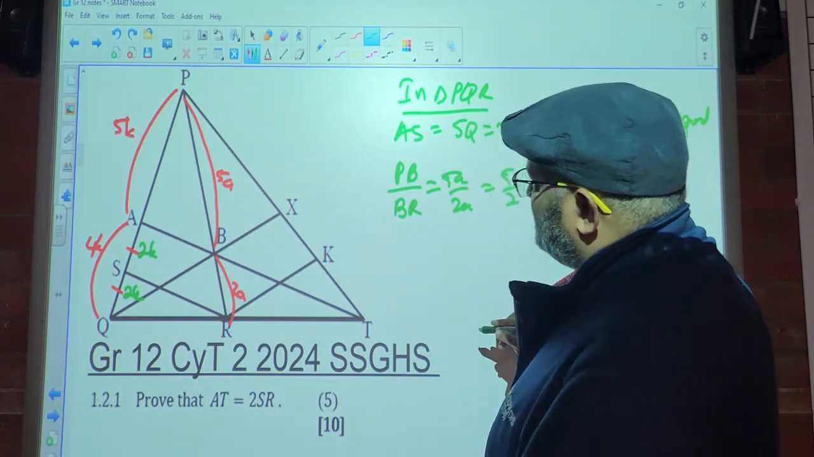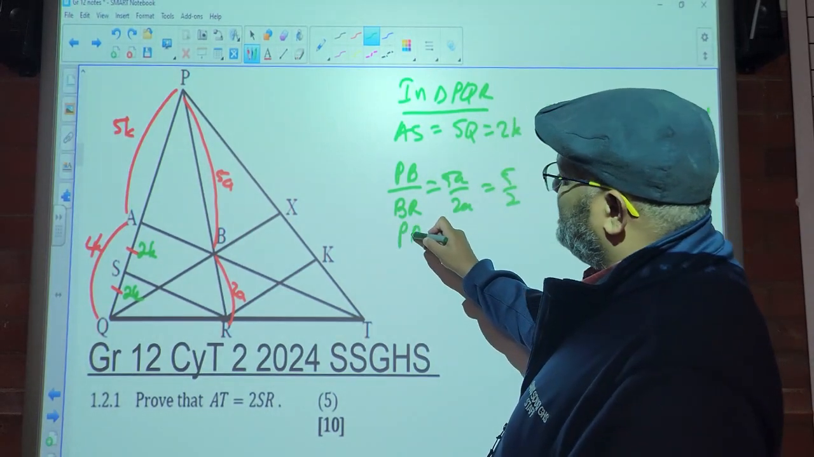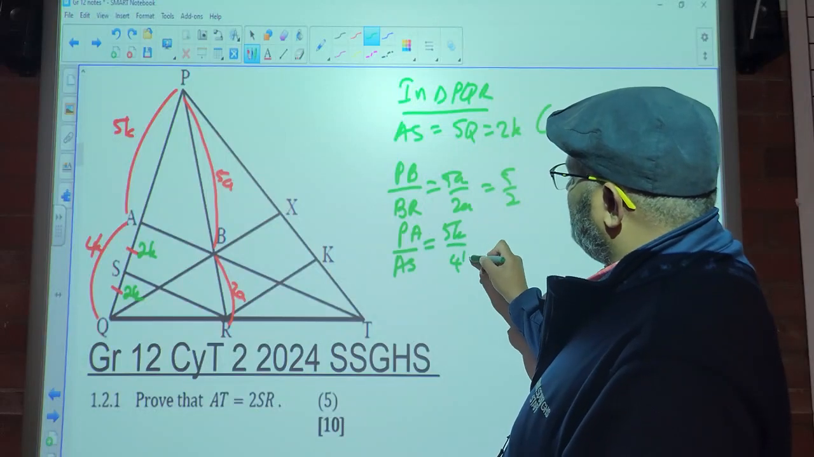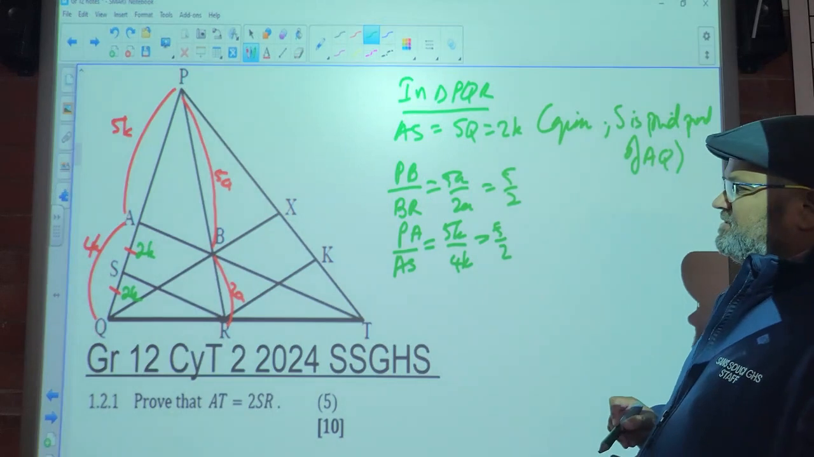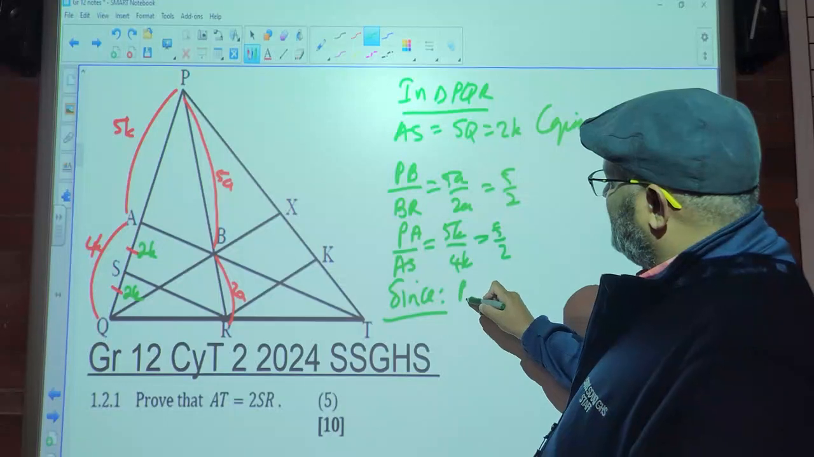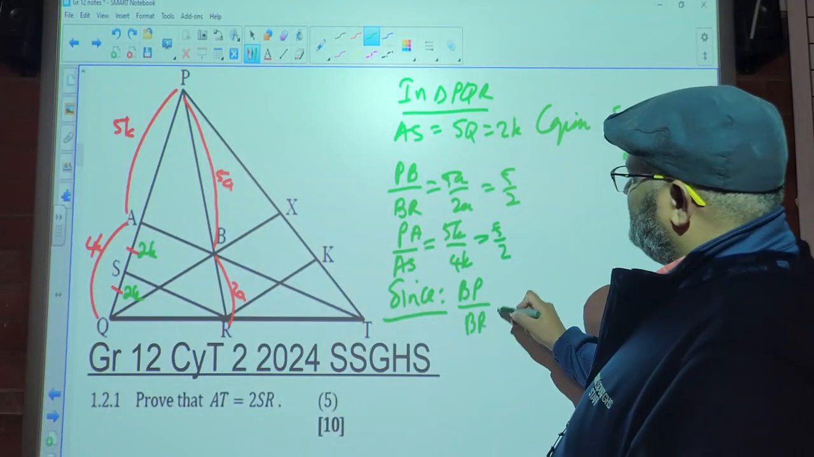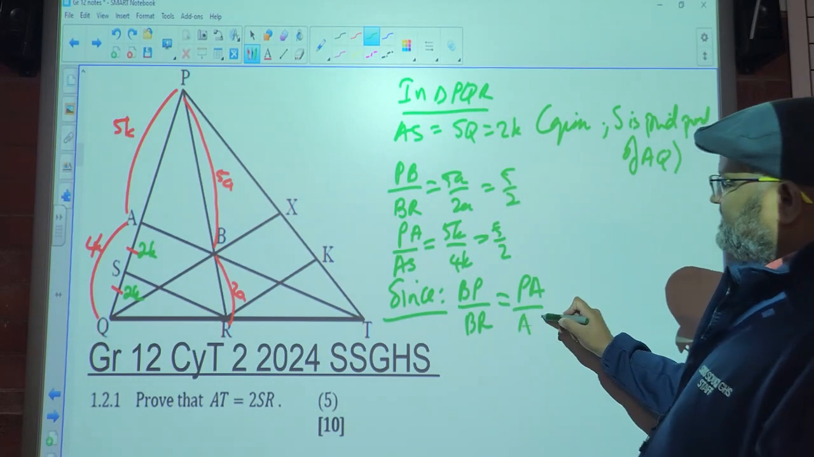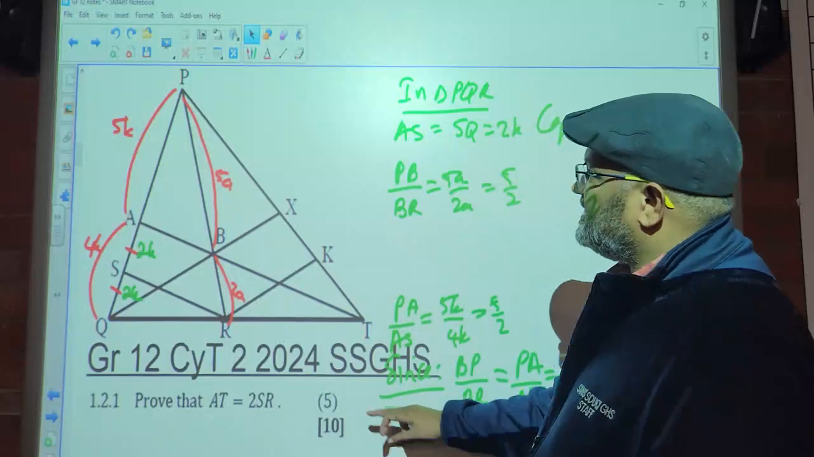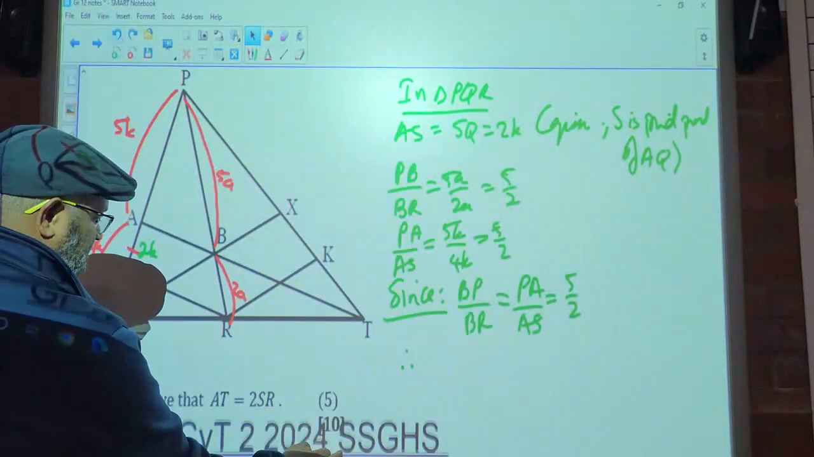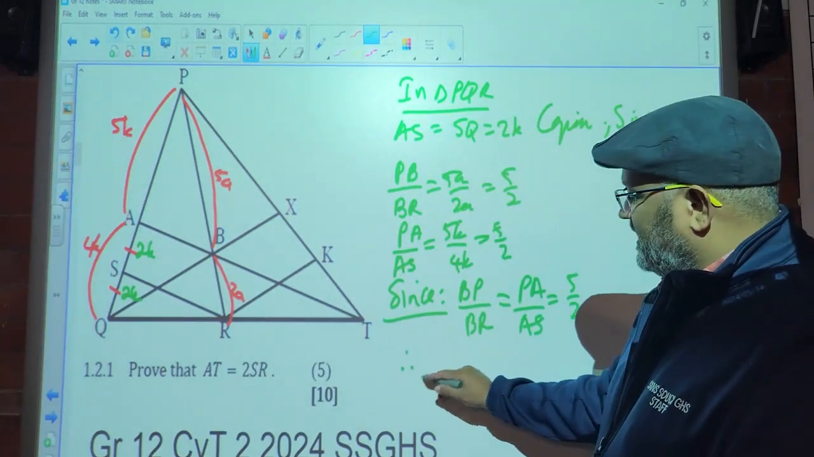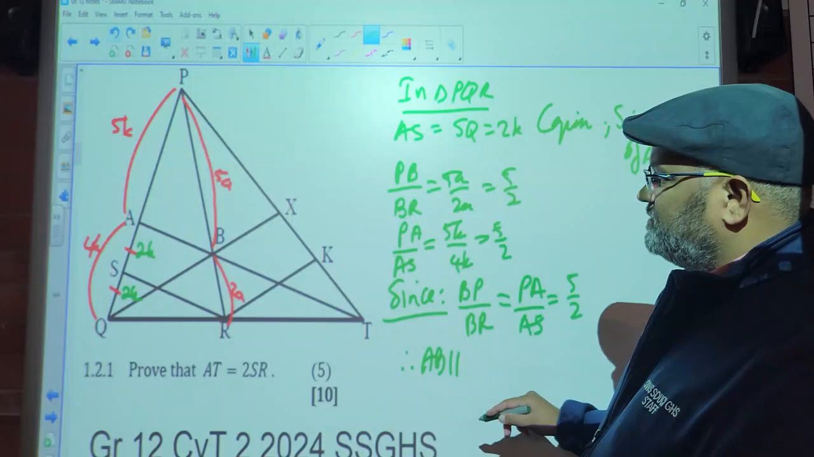Then we know that PA over AS is equal to 5K over 4K, which is equal to 5 over 2. Alright. So now we say since BP over BR is equal to PA over AS, which is equal to 5 over 2. Therefore, in conclusion, we can say PAB is parallel to SR.